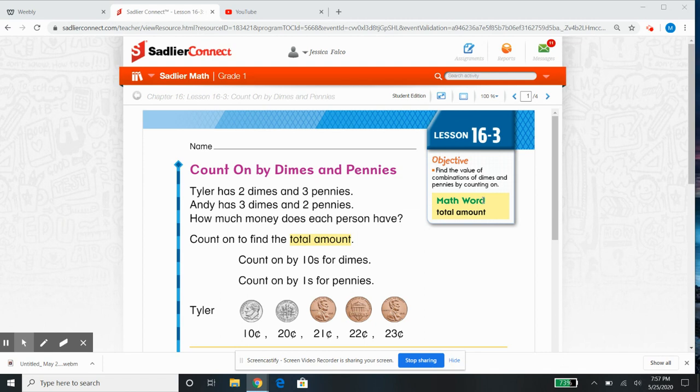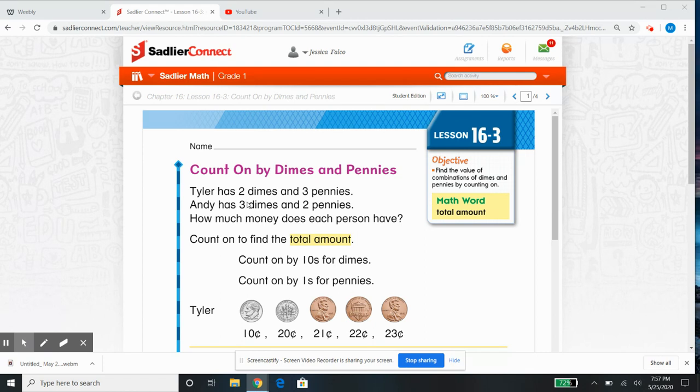It says, Tyler has 2 dimes and 3 pennies. Andy has 3 dimes and 2 pennies. So what do you notice right there? Kind of switched, right? Tyler has 2 dimes, Andy has 3 dimes, but Tyler has 3 pennies, and Andy has 2 pennies. You could even see it here, right? 2 dimes, 2 pennies, 3 dimes, 3 pennies.